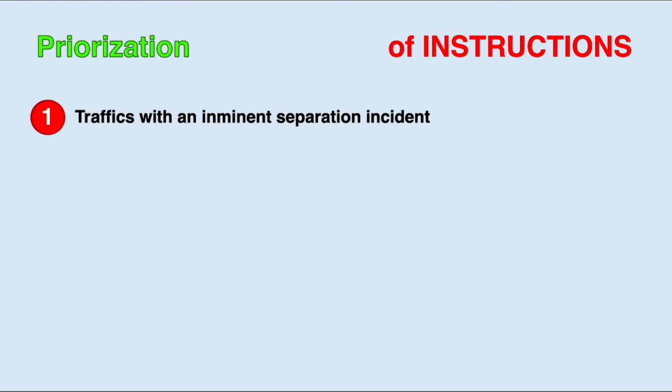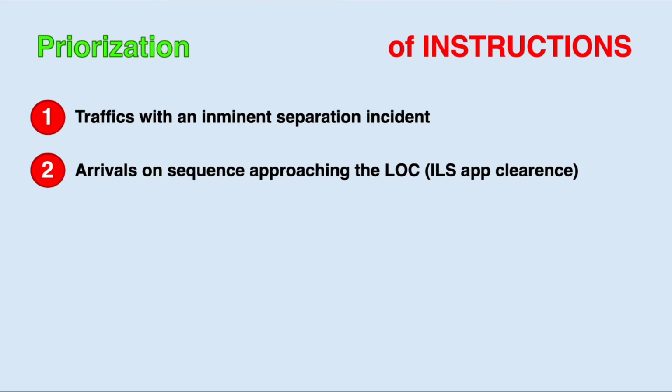There is a general criteria in order to consider which instruction is more of a priority than the other. First, you need to give instructions to the traffics that have an imminent separation incident. That means that if traffic is about to crash with another plane, of course, that is more urgent than an arrival on the sequence approaching the localizer.